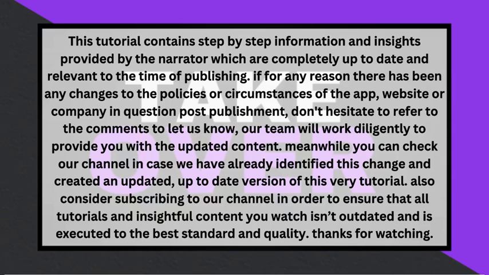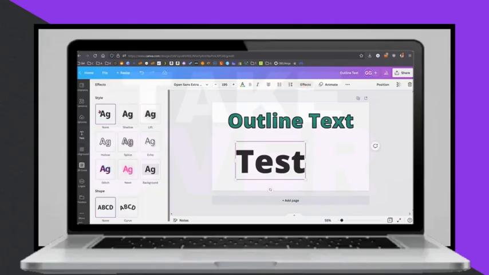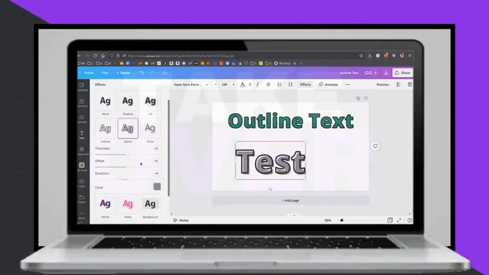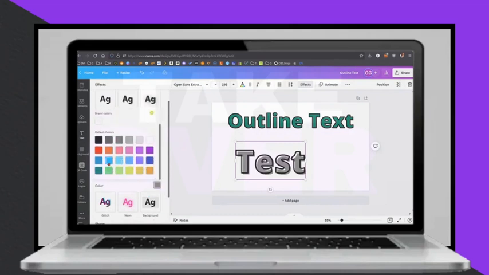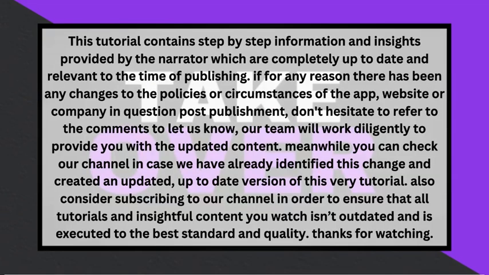Once you have your text box, select it to access the text menu at the top. Click on Effects, and then select Shadow from the Styles menu. This will add a second color to your text that is offset. Choose the color you want for the inside of the text, and then adjust the offset to 0, which will move the color to the inside of the outline.